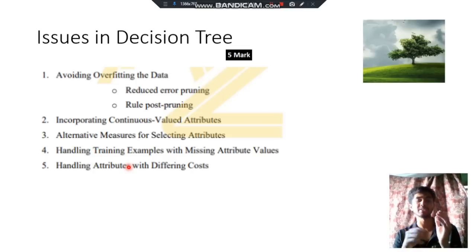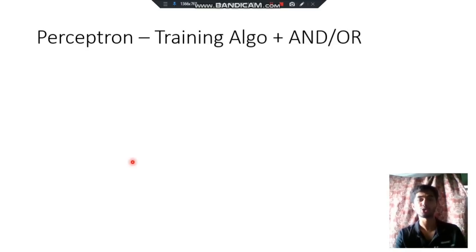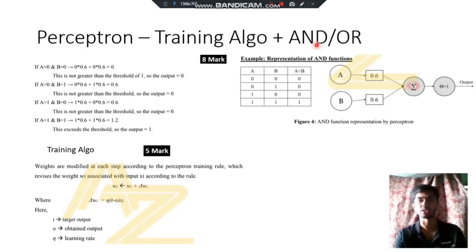Different cost or missing examples, in that case what you have to do. Okay, that's what is discussed here. And moving on, we have the perceptron training algorithm and AND/OR representation. For the perceptron, you have to draw this diagram first. You'll have two inputs and weights, and this is the output here.